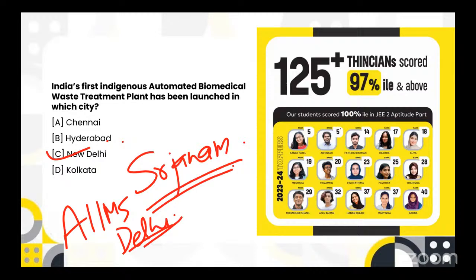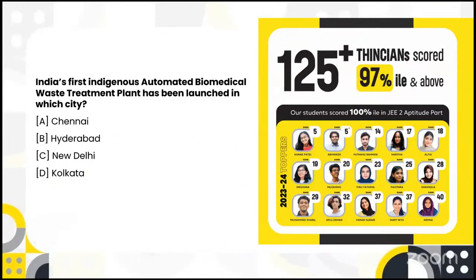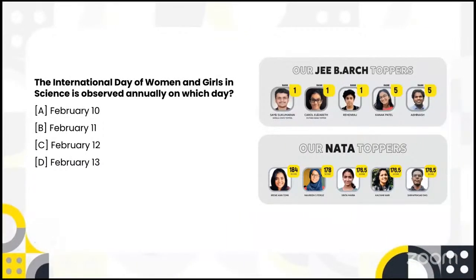Moving on to the next one. International Day of Women and Girls in Science is observed annually on which day? Okay, so this was something which was declared by the UN. UN has declared this day for International Day of Women and Girls in Science.